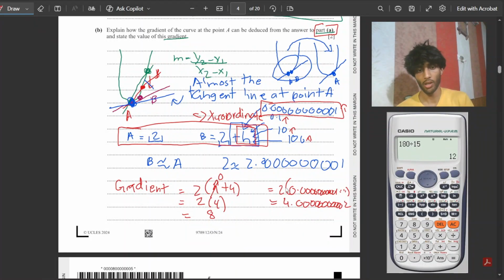This many 2, so this, sorry, 8 point this much, and this is almost equal to 8. So you can do either of these things, right? It completely depends on you.